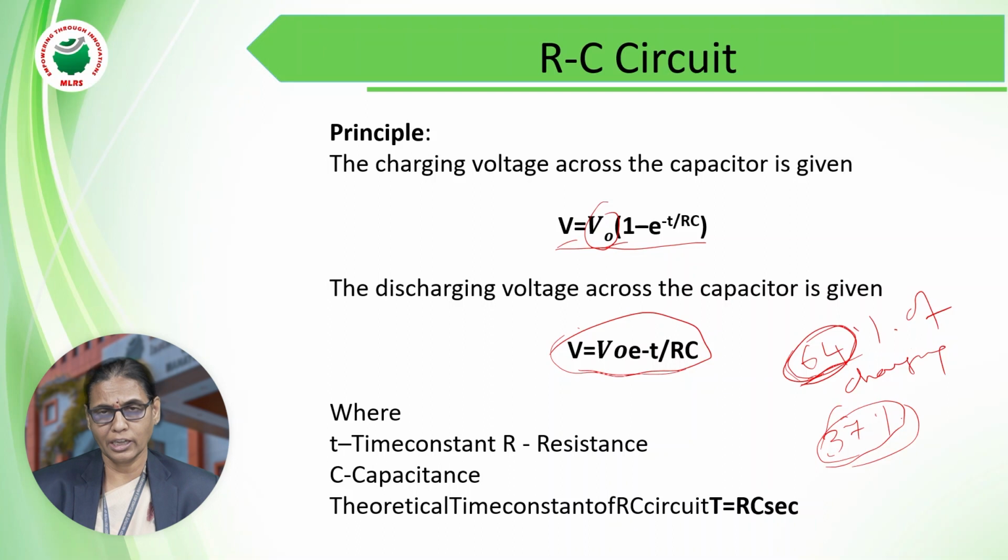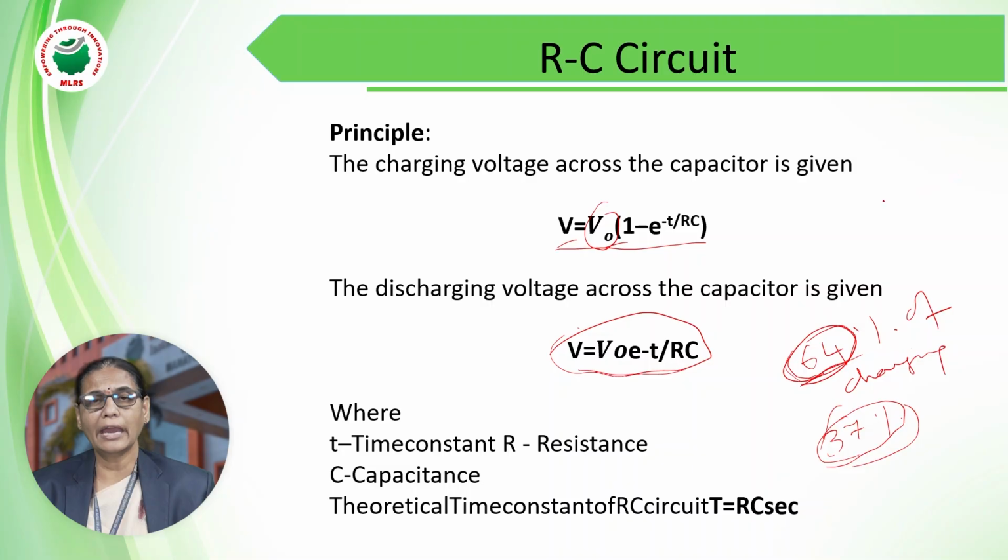Now you started your experiment. When you start your experiment, after giving the connections, you have switched on. Once you switch on, see that the switch is in the on condition. On condition means when the switch is on, we call it charging. Now the circuit started charging, which is nothing but the capacitor starting its charge.